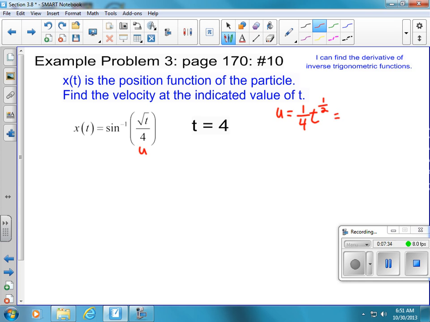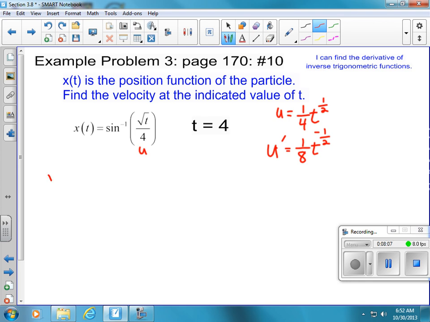And if we take the derivative of that function, we get 1/8 t, we subtract 1, and we get negative 1/2. All right, so that's our u value. I'm sorry, that's our u prime value. Let's move this down here. That's u prime. So the derivative is 1/8 t to the negative 1/2. Multiply by 1/2, subtract 1.